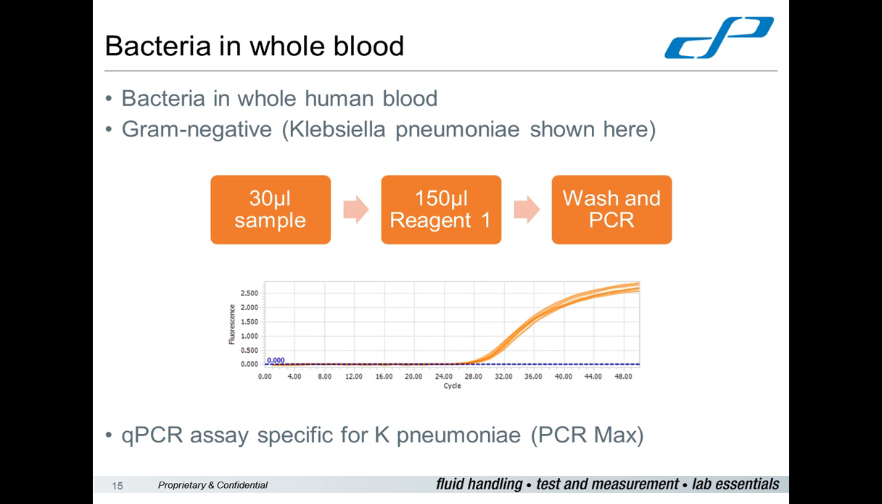But let's move on to bacteria. In this case, the data on the slide come from Klebsiella pneumoniae, which is a gram-negative bacterium. If you follow the same protocol, in which you add your sample to reagent 1, allow that to lyse at room temperature for 60 seconds, and then proceed with the protocol, you can go from bacteria to amplifiable DNA or RNA in a couple of minutes, and then you're ready for PCR.